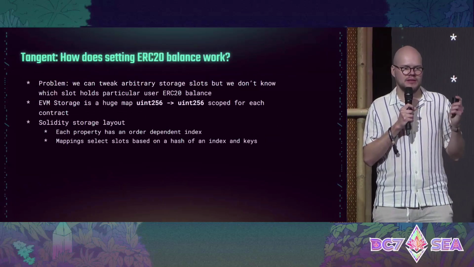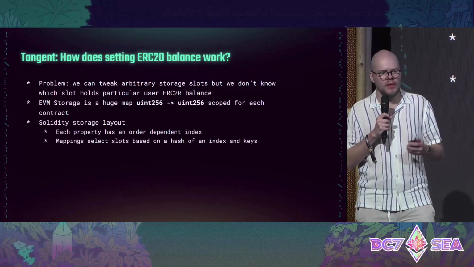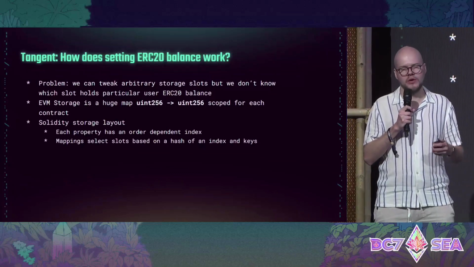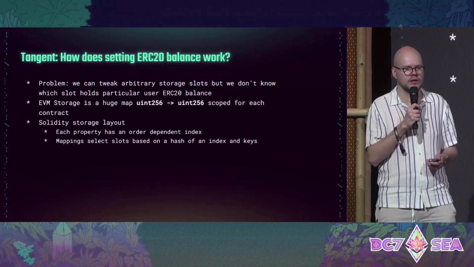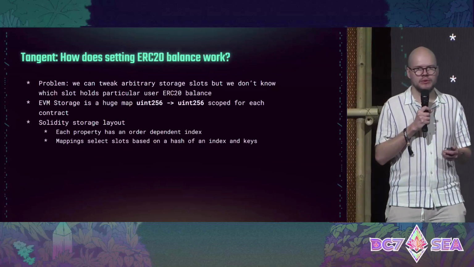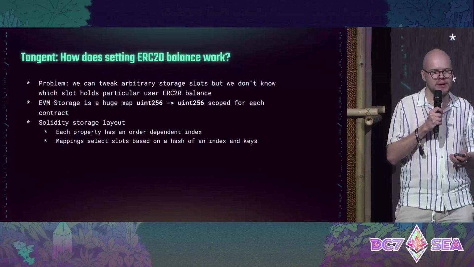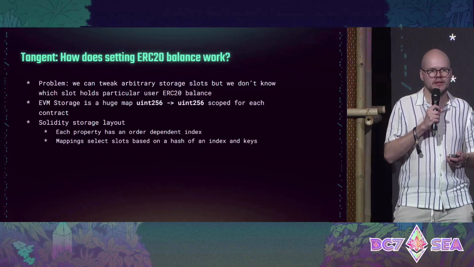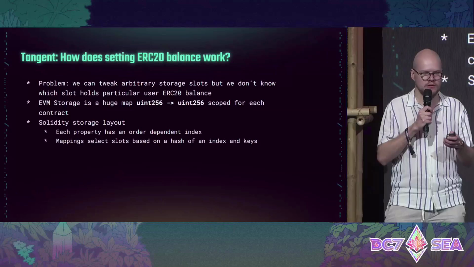So how could setting a particular ERC20 token balance work? With cheat set storage at, we can set an arbitrary storage slot. The problem is that we don't know which storage slot holds the balance of a particular account. Just a reminder, EVM storage is like a huge uint256 to uint256 map scoped for each contract. And Solidity storage layout says more or less that each property gets an index, and if the property is a mapping, then to find the storage slot, you take the index and the value of the key, and you hash them, and this is your storage slot.